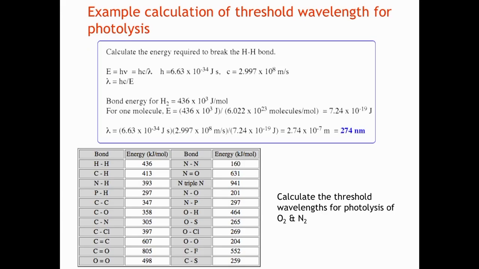So, the threshold wavelength for photolysis. What do you need for photolysis? Just to recap, you need enough light of sufficient energy, which means sufficiently low wavelength, to be able to break the bonds. And here's an example of the calculation that you can do to work out the threshold energy you need for a photon.